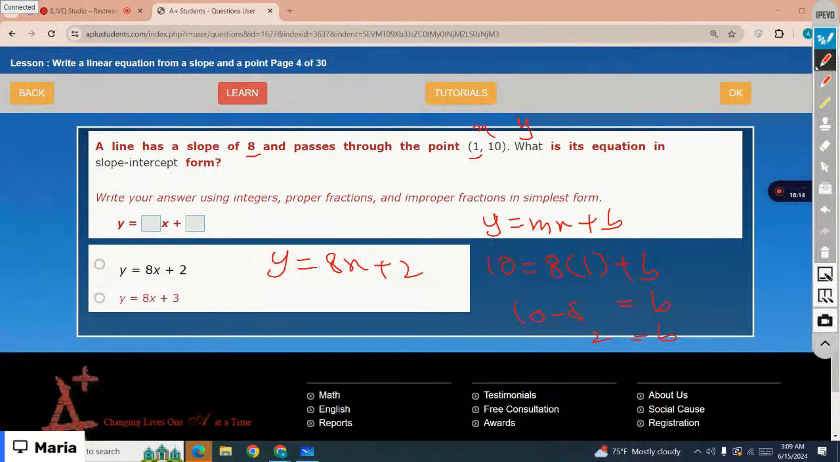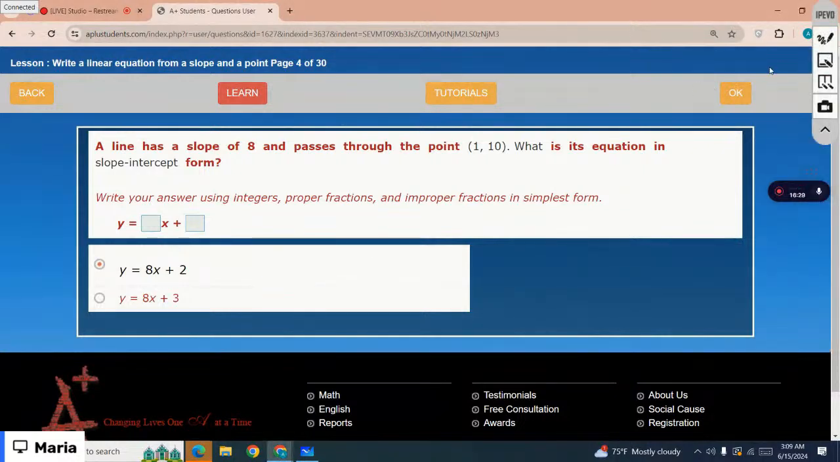Got it? The correct option is y equals 8x plus 2. Option number 1 is the correct option. Got it?